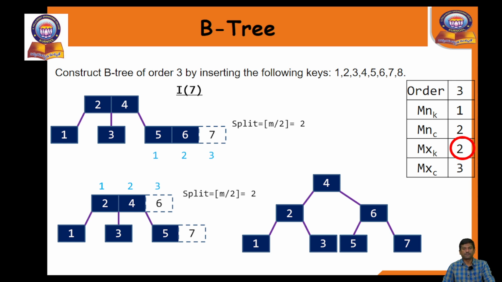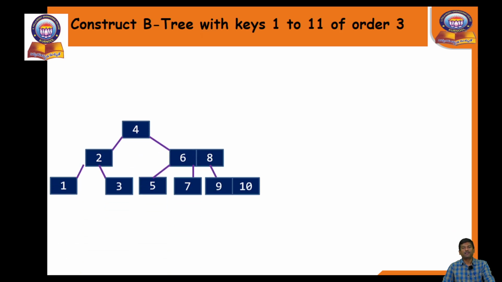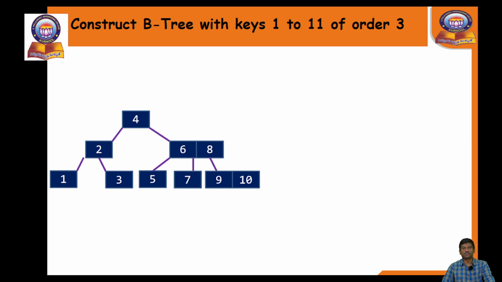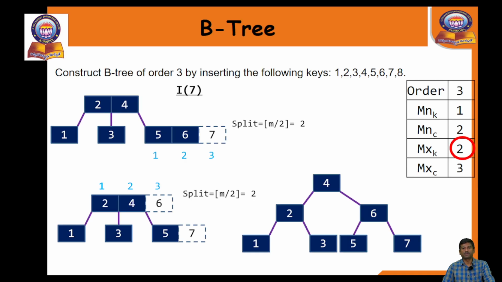So far, we have constructed the B tree with the following keys, that is 1, 2, 3, 4, 5, 6, 7, and key 8 has to be inserted. Of course, you can directly insert key 8 to the right of this key 7. Key 8 can be inserted because by inserting this key, it does not exceed the maximum allowable keys.